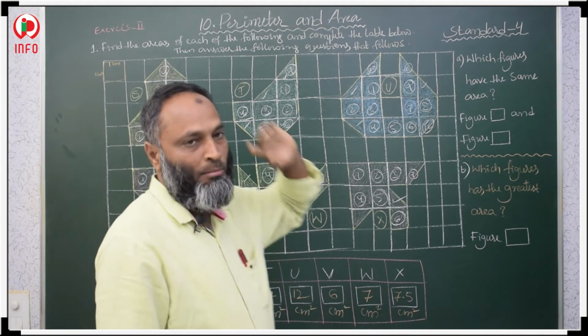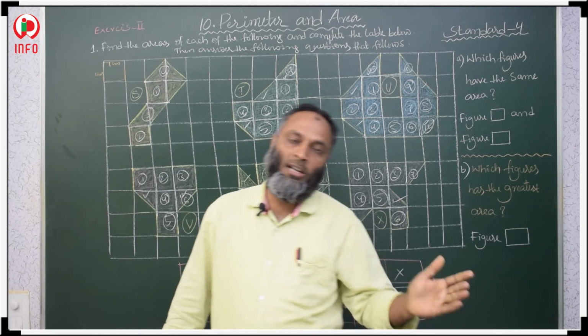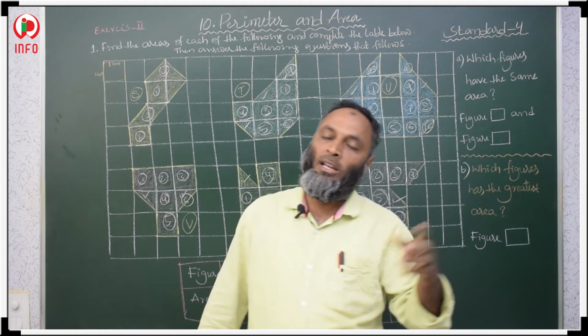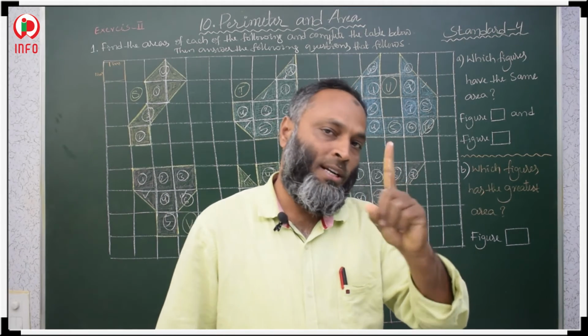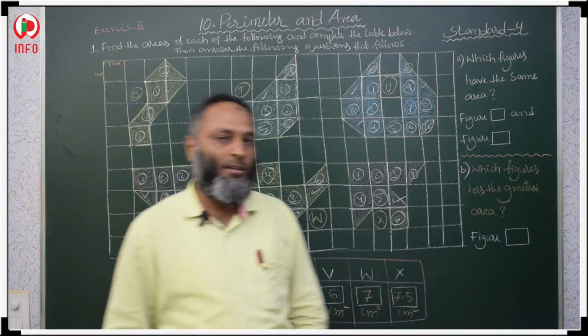This is about our areas. First we should count complete squares, then after that half squares plus half squares make 1 square, that you consider as 2 half squares, consider as 1 square, and count according to that.